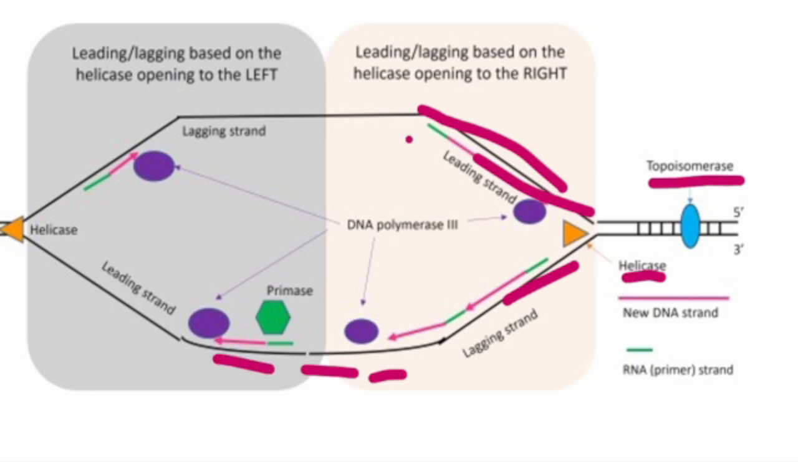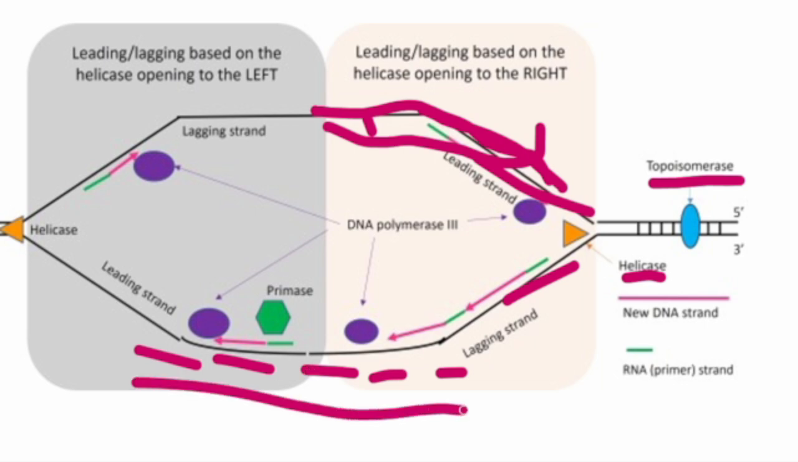Now here, since the dNTPs are added in a continuous manner, the formation of the daughter strand and daughter DNA becomes very easy. But on the lagging strand, the dNTPs are added discontinuously in the form of short strands, and these discontinuous strands are called the Okazaki fragments. Okay, they are called the Okazaki fragments.